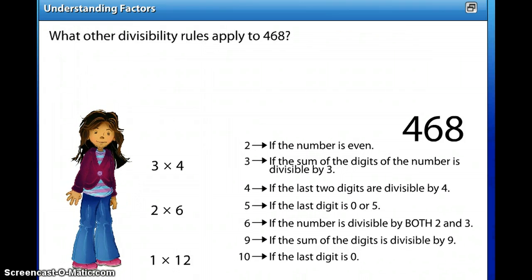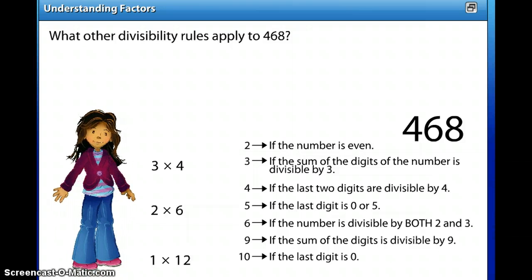What other divisibility rules apply to 468? What other numbers can we divide 468 by evenly? How about 2? Does 2 work? Is it an even number? Yes. Can we divide by 3? Yes. If we add these up, it's 18. 18 divided by 3 is 6. So this 468 must also be divisible by 3.